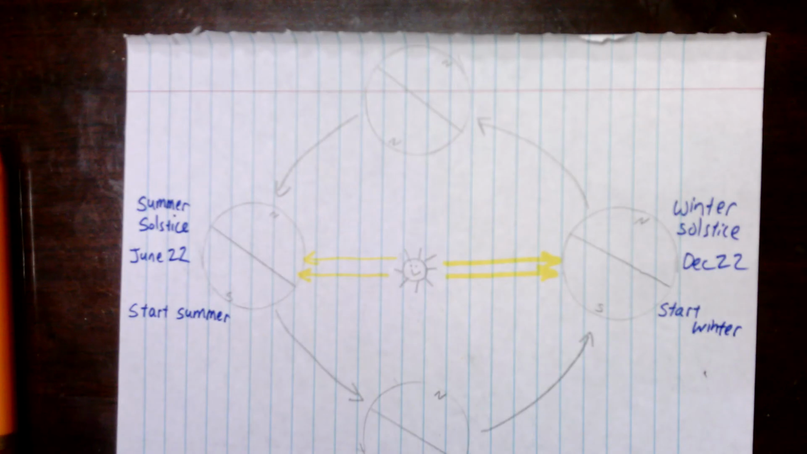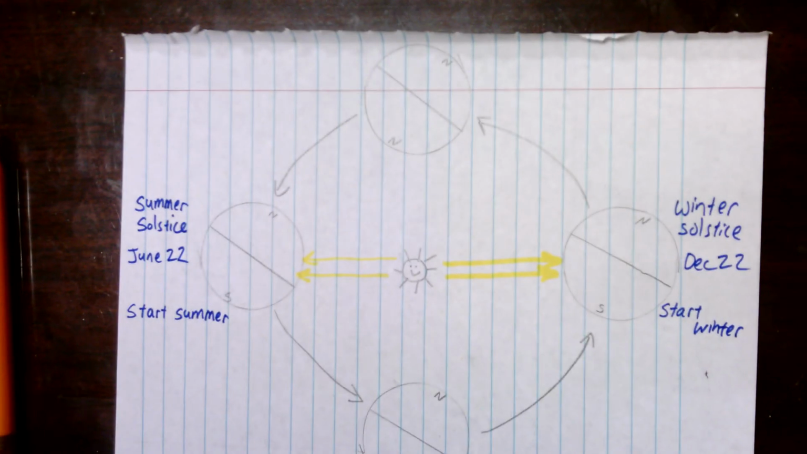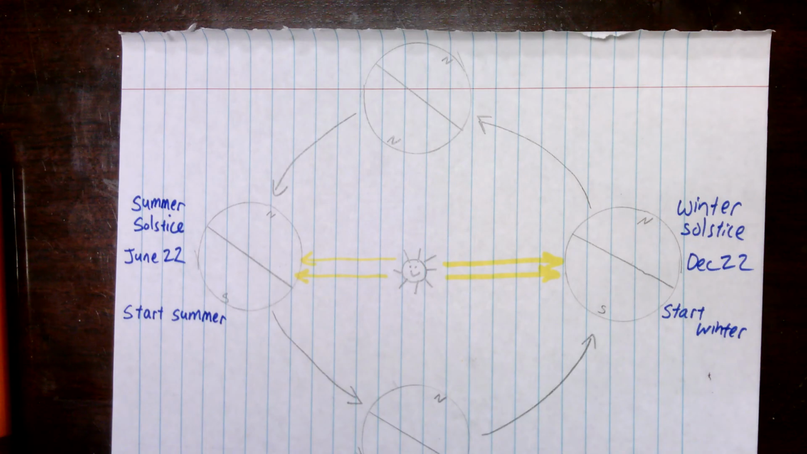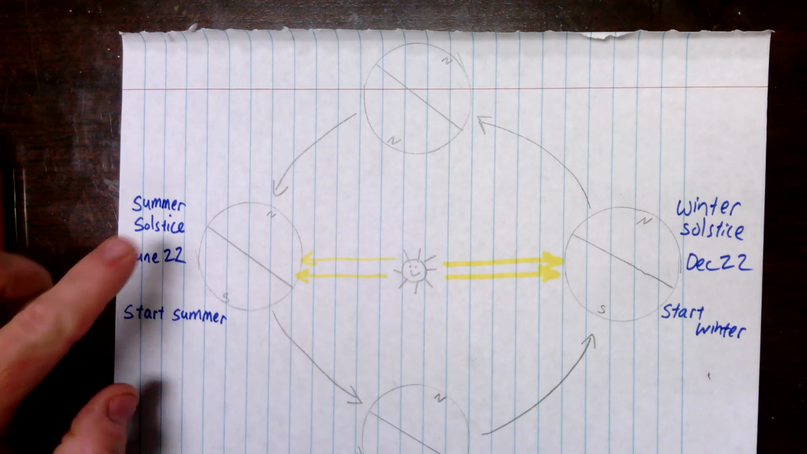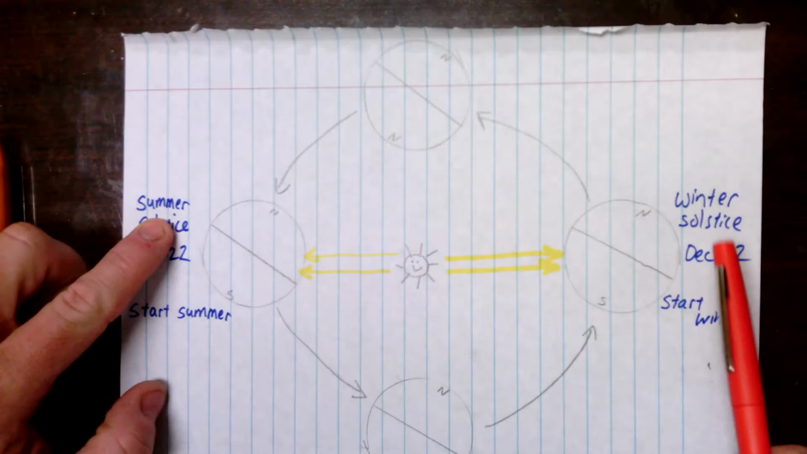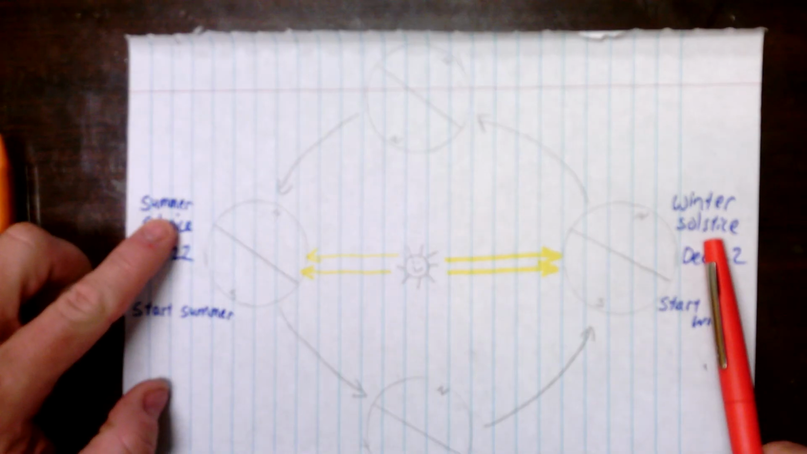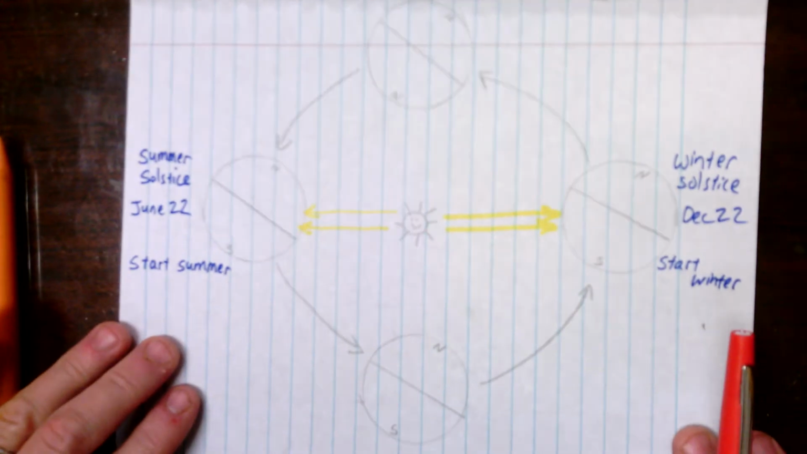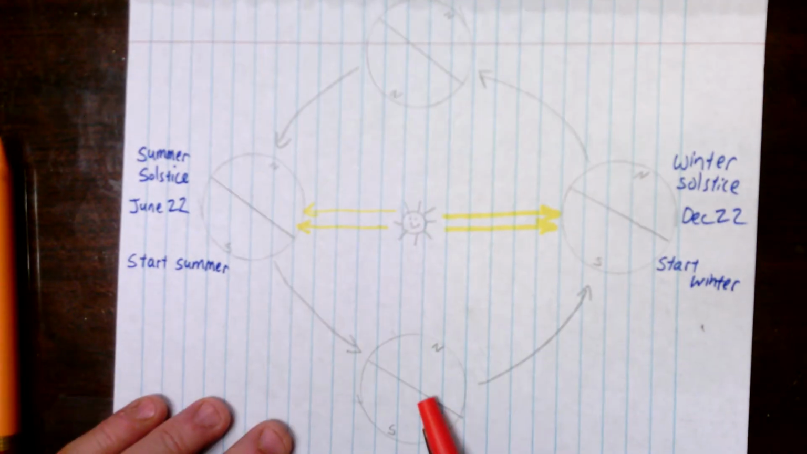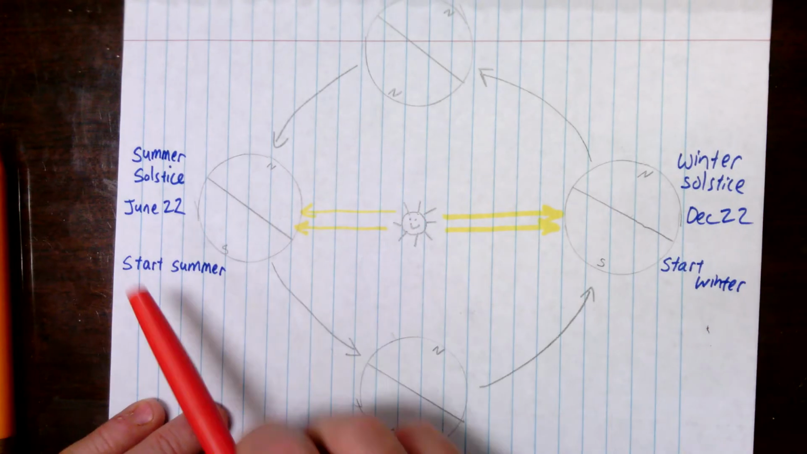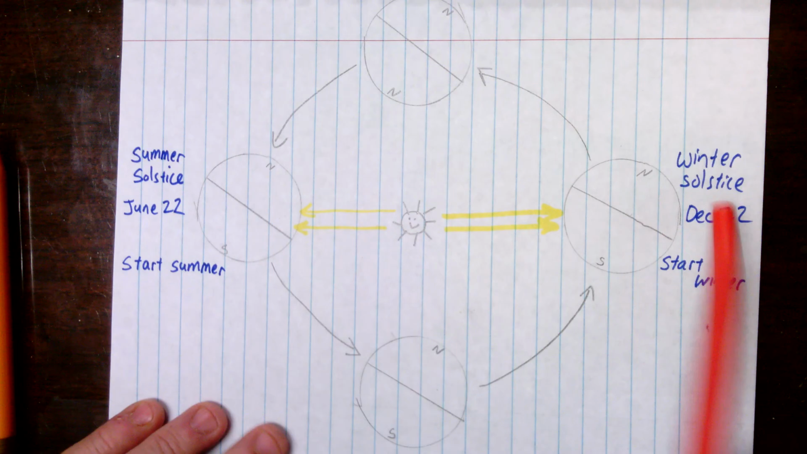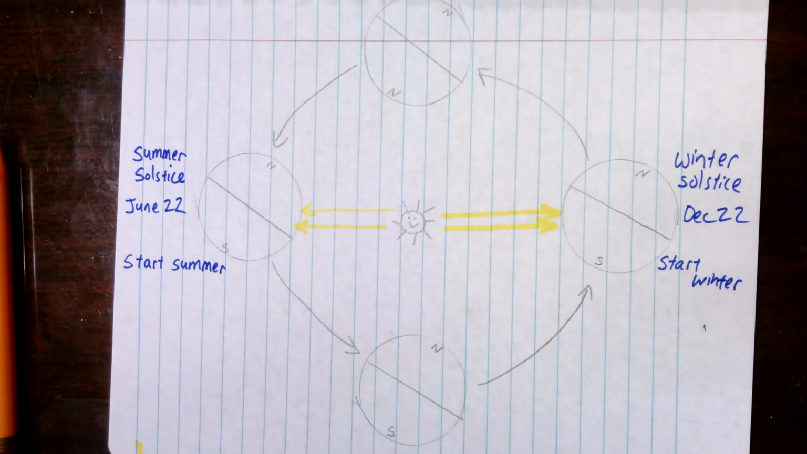Now we've got two other seasons in there. We've got summer and winter. We've also got spring and fall. If this is summer and this is winter, and this is how you have to figure this out on the diagrams, what season starts here? That's summer. That's winter. What's in between? That's fall.